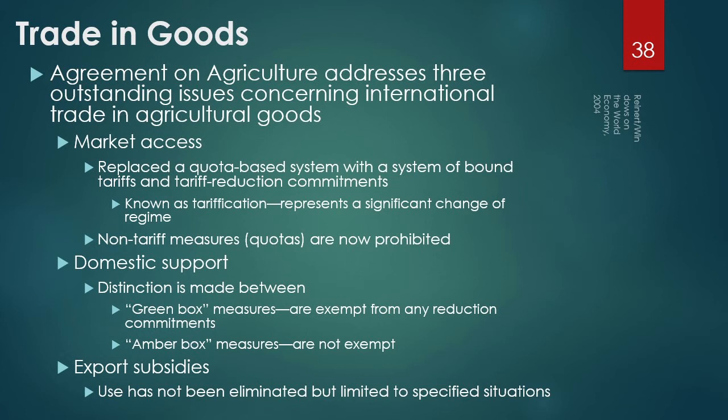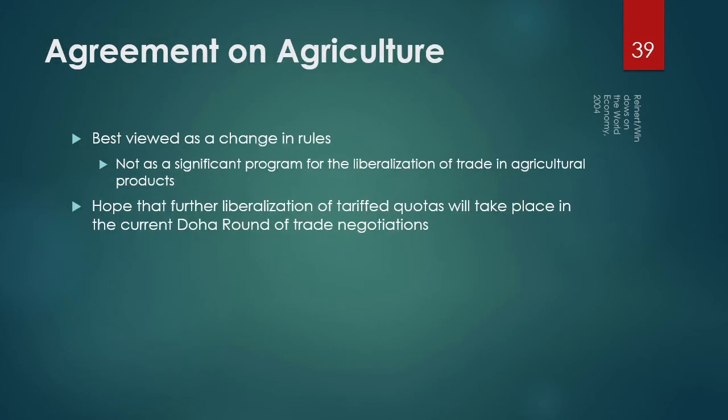Again, the distinction is made between domestic policy and international policy. There are green box measures, which are exempt from any reduction commitments, and amber box measures, which are not exempt. We'll come back and talk about green box and amber box exemptions. It also addresses export subsidies. Use of export subsidies has not been eliminated, but is limited to specific situations. We remember that the agreement on agriculture is best viewed as a change in rules, not as a significant program for the liberalization of trade in agricultural products.